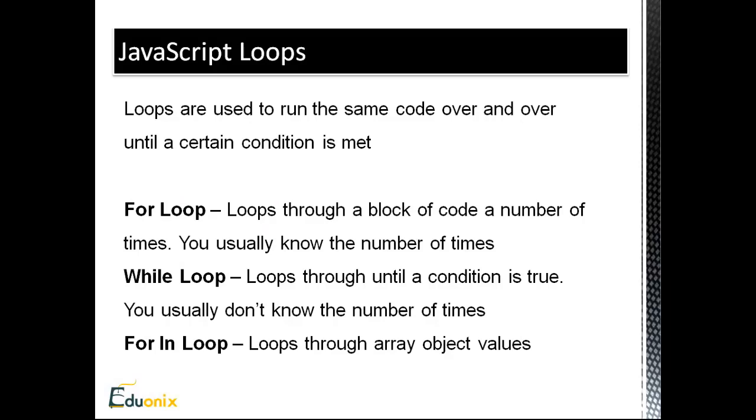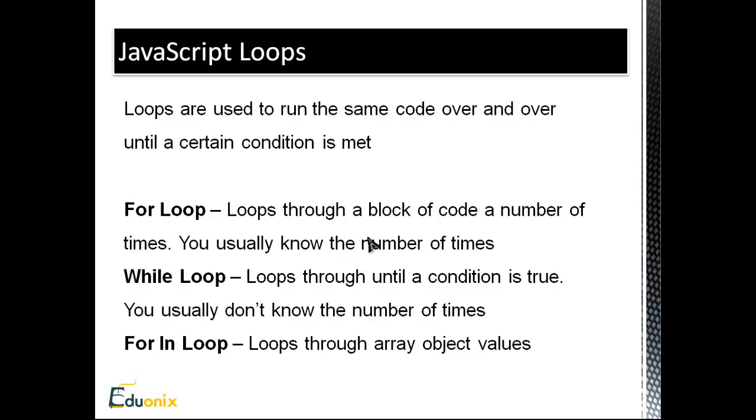So loops are used to run the same code over and over until a certain condition is met. And there's a couple different kinds of loops. In JavaScript we have the for loop, the while loop, and the for in loop, which is used usually for arrays. We also have the do while loop, but it's not used too much. I don't think I've actually ever used it, but that's something that you can look up if you want.